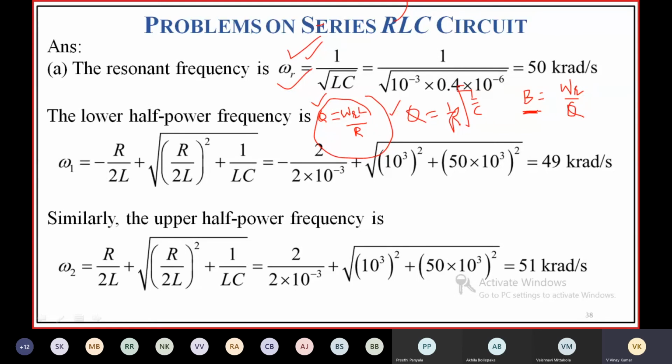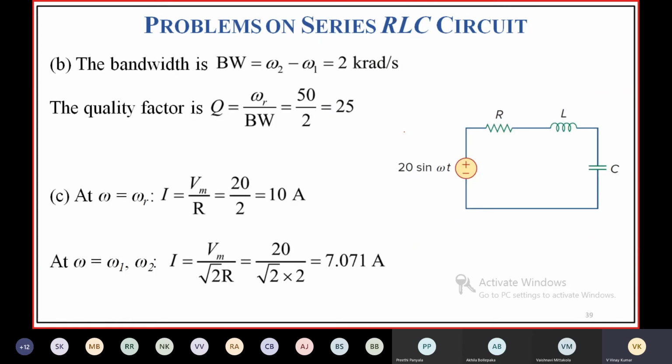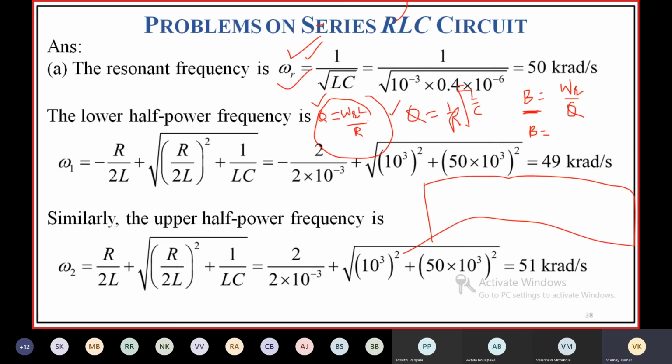Here, bandwidth is equal to W2 minus W1, if the resonant frequency is located centrally. For that, Q must be greater than 10. Here you will get Q is equal to 25, so Q is greater than 10, which means the resonant frequency is located centrally.